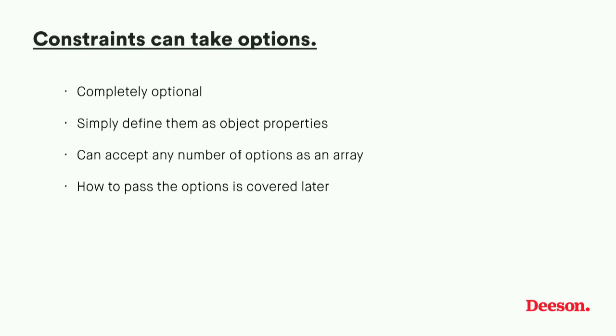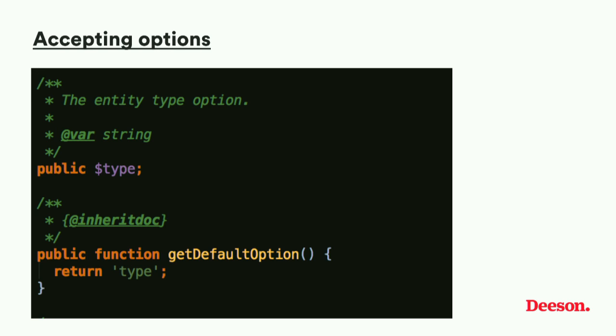So they can also take options, which are completely optional. A lot of constraints don't take any. But if you want to have options, like if you have a constraint for length, you don't want to create a constraint that says, well, length 32, length 31. You just create one, and you allow it to accept an option that says, how long can this field's value be? You simply define them as object properties on your constraint. That's it. And you can accept any number of options as an array whenever someone adds your constraints. How to pass those options is covered later.